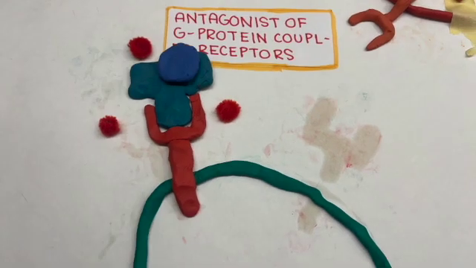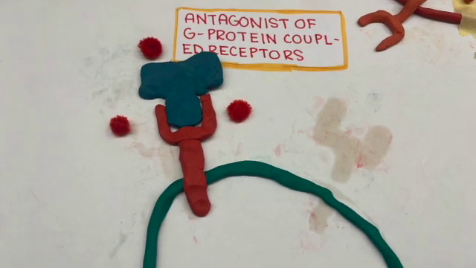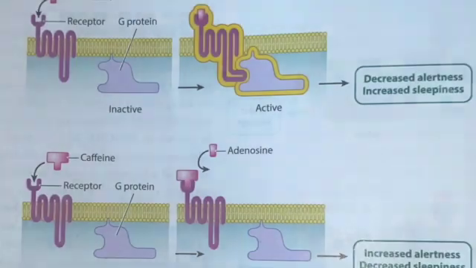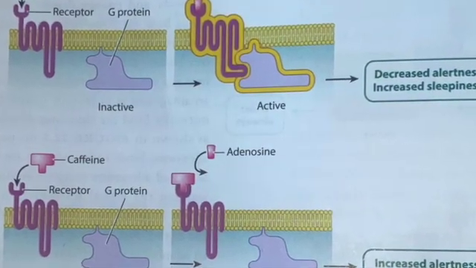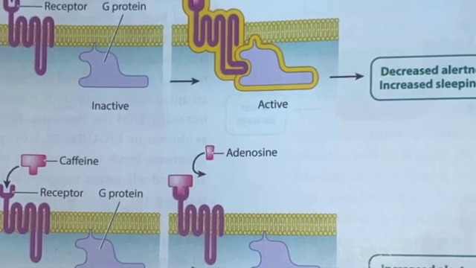This means no other ligand can bind to the receptor, and so the cell's response to the signaling molecule is suppressed. And an example of an antagonist is caffeine, which is an antagonist of the adenosine receptors.